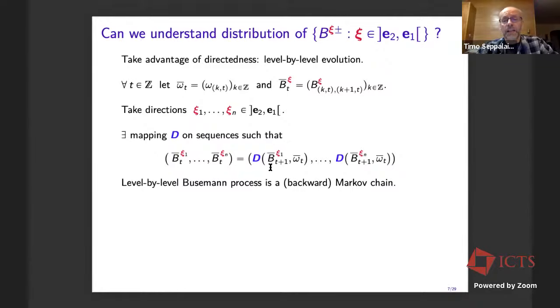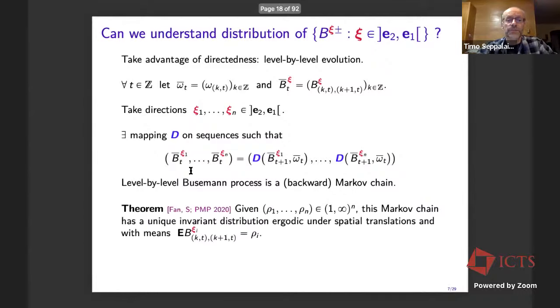So given the Busemann values on level t plus 1 and new fresh weights on level t, I can calculate Busemanns on level t. So this gives me a Markov chain evolving sort of vertically down level by level. So now I could try to understand the joint distribution of these Busemann functions by trying to understand the invariant distribution of this Markov chain. Invariant distribution because the Busemann functions are invariant under translations, right? You can shift the weights and you get the same distributions for the Busemann functions.